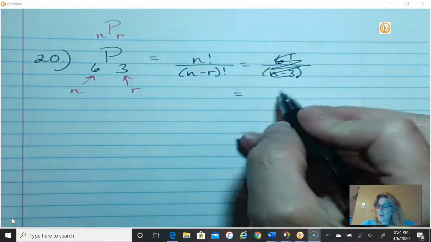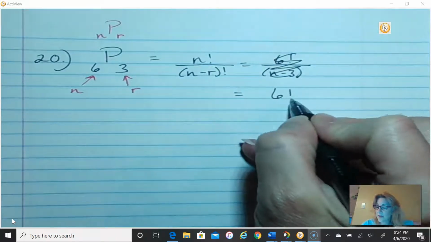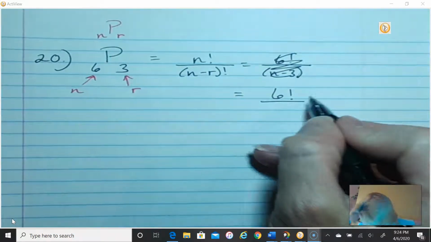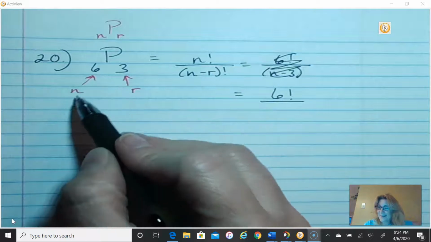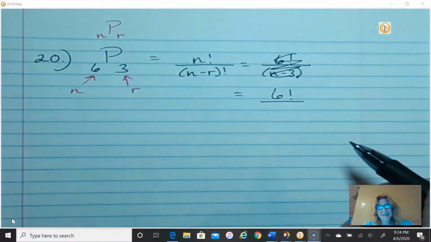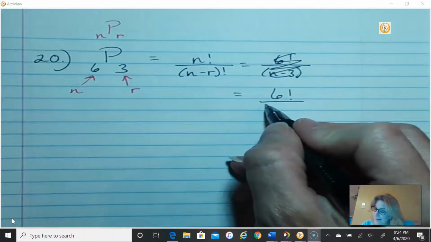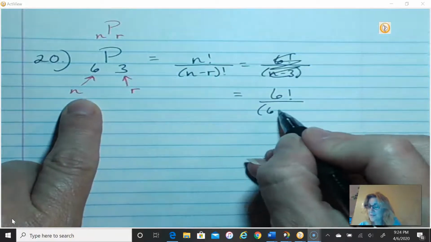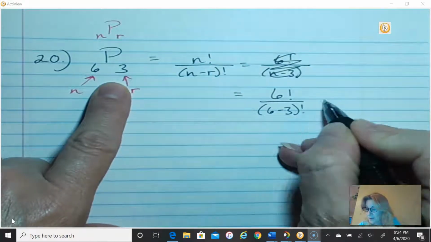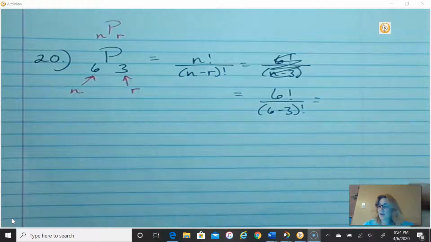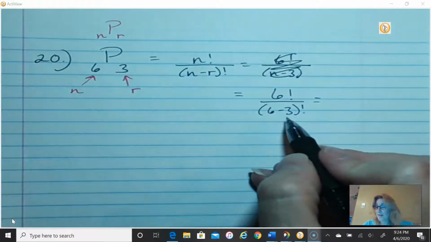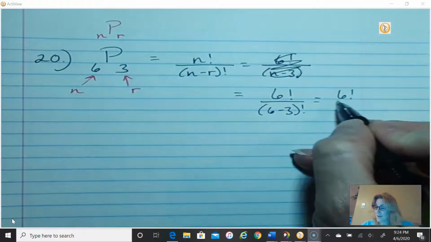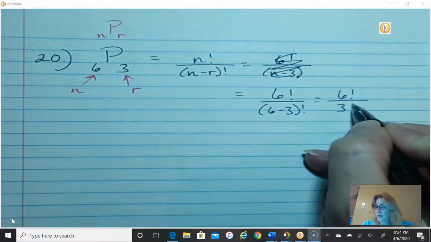Okay. Sorry. 6 factorial. Yeah. 6 factorial. Y'all see, some things haven't changed. We're kind of like this in class too. Okay, so then it's n minus r. 6 minus 3 factorial. Alrighty, what is 6 minus 3? That's right. 3 factorial.